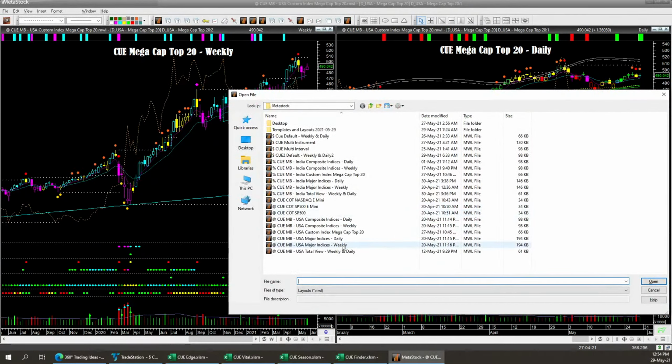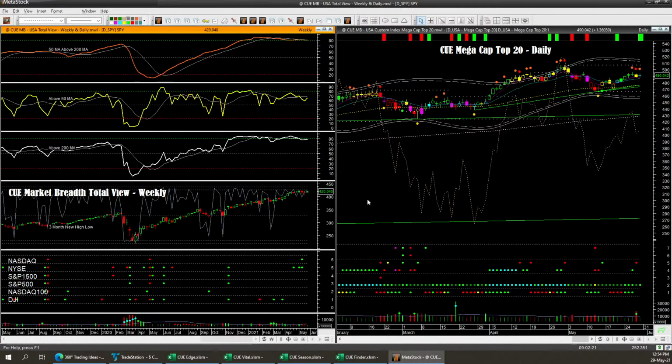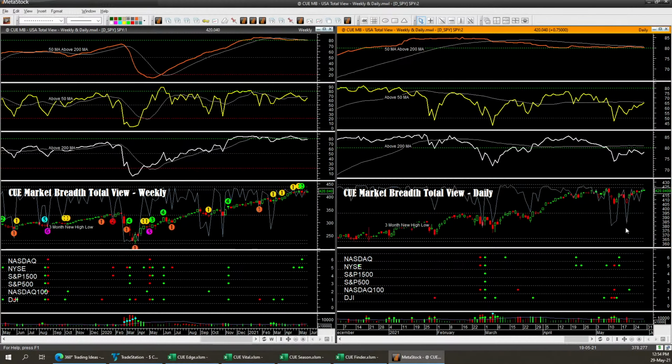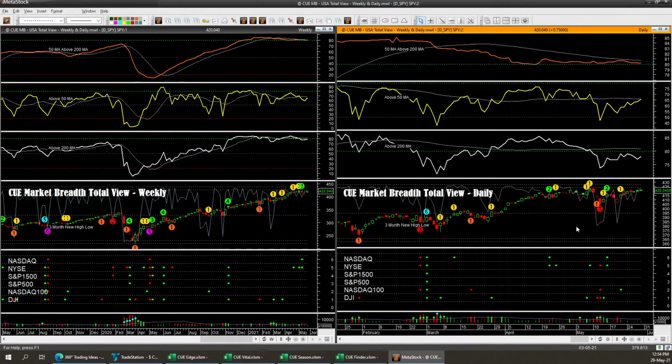Let's look at the total view. I am looking for a distribution count of 2 or more, and that is not coming. That's why I am not thinking the market will drop suddenly and sharply. Usually, almost always, before a sudden sharp drop, the distribution count starts to increase. But there is no distribution count at all.